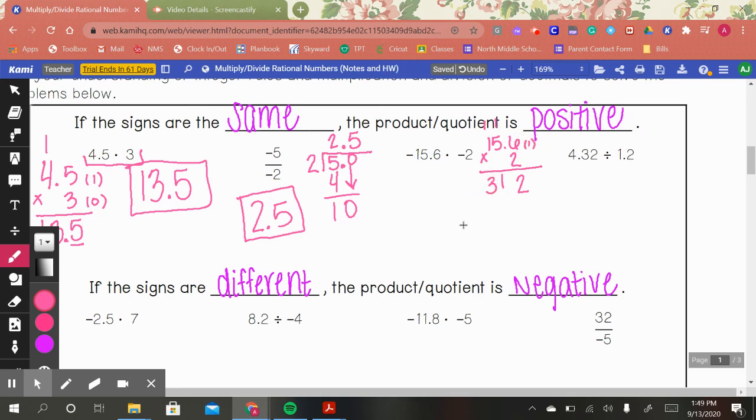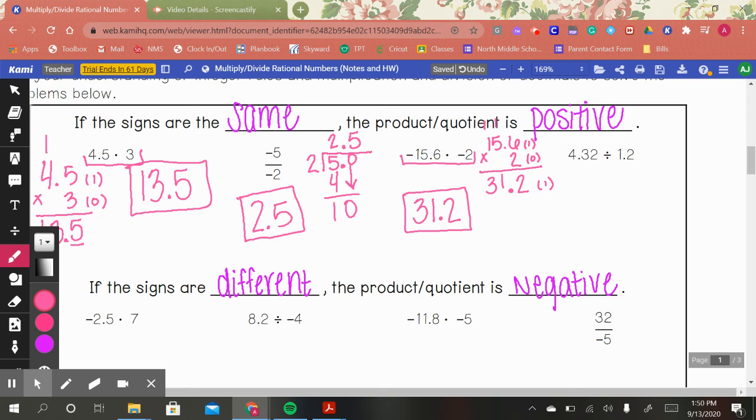I have 1 place after my decimal. No places after my decimal. It means my answer will only have 1. And my answer is 31 and 2 tenths. And it is positive. Same signs, positive answer. I, again, highly, highly suggest that you are working these out on your own, pausing the video, and then jumping back onto the video and checking your answers.